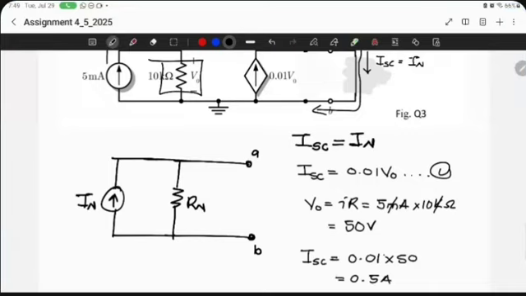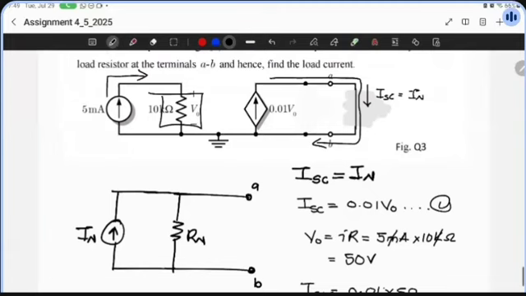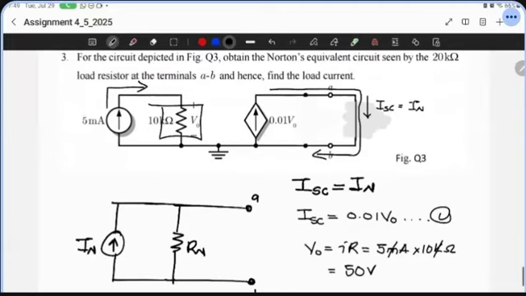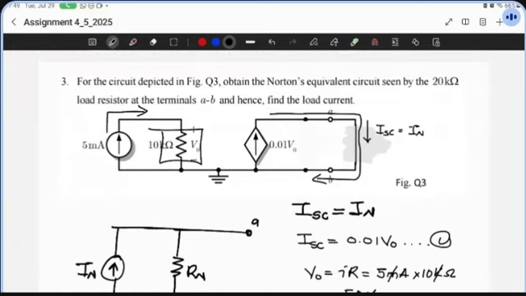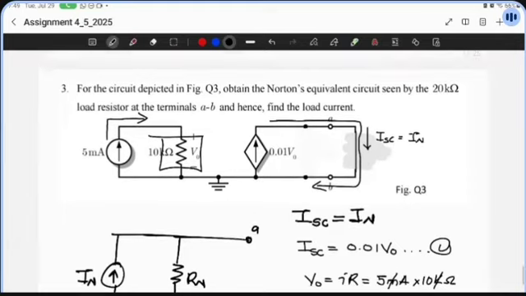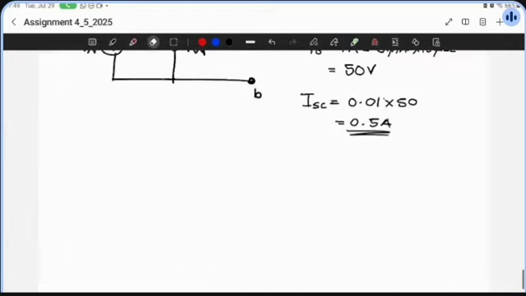So this becomes our I short circuit. So once we have our I short circuit, next thing, we need to find the resistor. But to get the resistor here, it might be a little bit difficult, especially when you have dependent sources in place. So for this configuration, what we're going to do is use a trick.